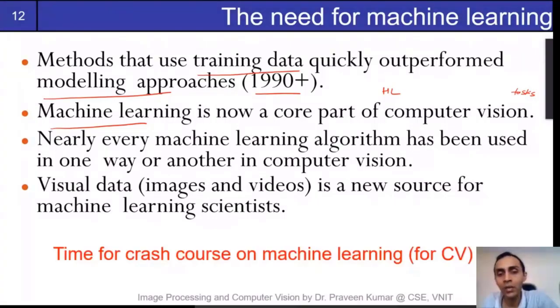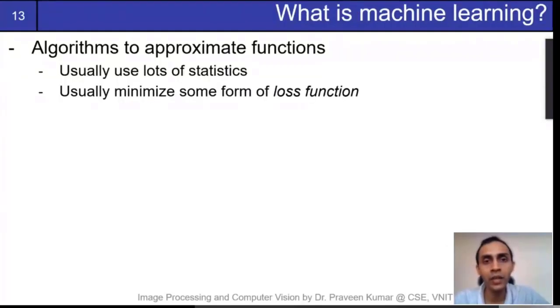So I don't intend to go too deep into machine learning, but we still need to do a crash course on this. I do intend to cover most of the important machine learning approaches that get frequently used in computer vision to a sufficient depth, so that you know the concept behind them, not just a superficial high-level understanding. Okay, so what is machine learning basically?